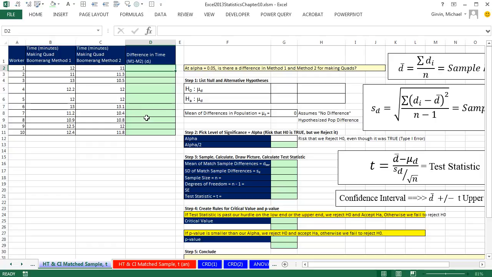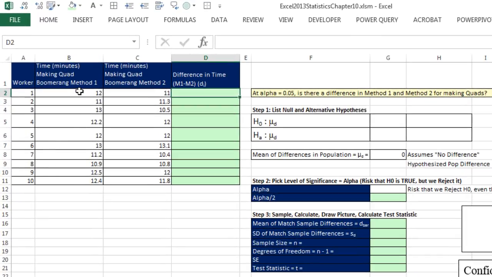All right, now over in Excel, we have our 10 workers and our times for method 1 and method 2, and these are in minutes. So now we calculate our column of differences. Equals, and we've got to get this right, 1 minus 2. Control Enter, and double click and send it down. So that means 1 minus 2, it took 1 minute longer for the first one. This one is minus 0.3 minutes. The first one was 0.3 minutes faster.